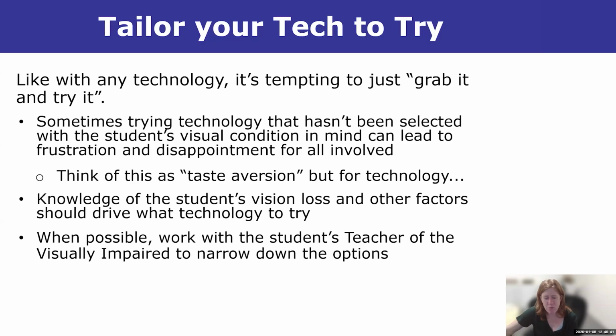So it's important to really consider the student's vision impairment and their vision loss and other factors before you start tossing tech at them to give it a shot, which is why it's really super important when you're looking at technology for a student to involve their teacher of visual impairments, because they will have a lot of information.